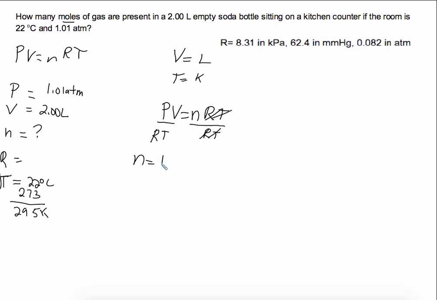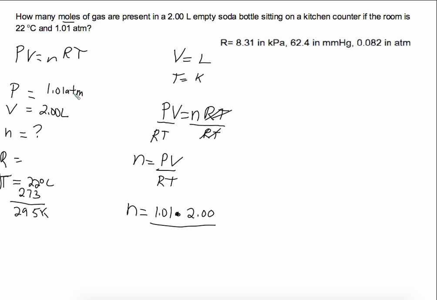And so then you get this equation: N is equal to PV over RT. Then it's just a matter of plugging in the numbers. N is equal to P, 1.01, times V, 2.00, divided by R. Okay, now I forgot to do this.